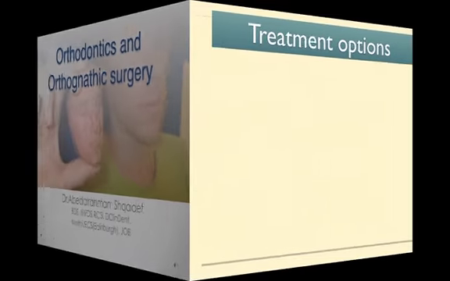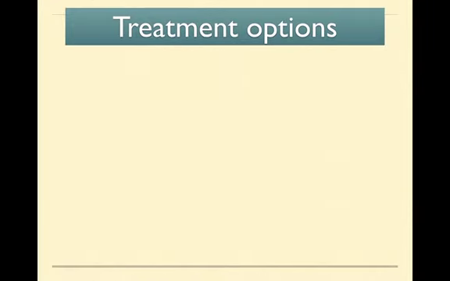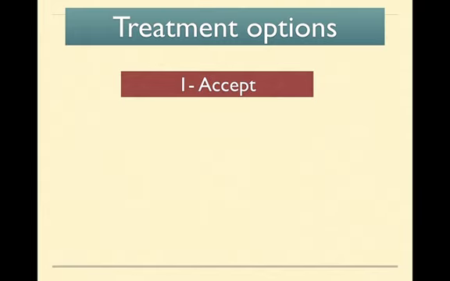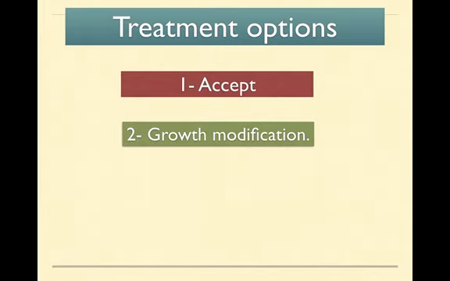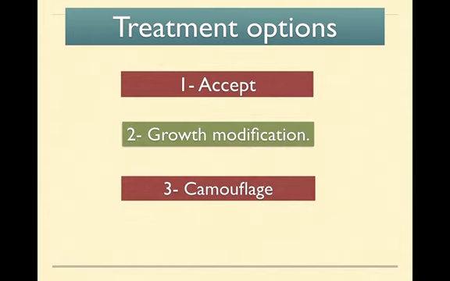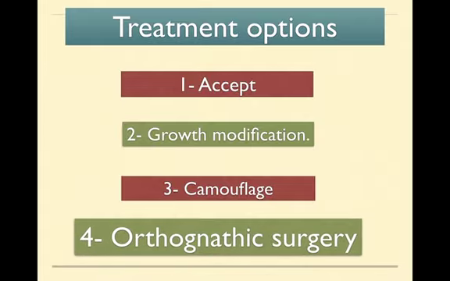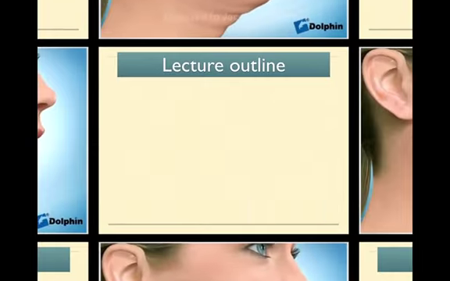As you know, for orthodontic patients, we have four treatment options: accept, growth modification, camouflage treatment, and the last one is orthognathic surgery. I'm sure we have so far discussed the three previous options, and now the last one is orthognathic surgery. So this is going to be our topic for today. So what will we do exactly with orthognathic surgery?